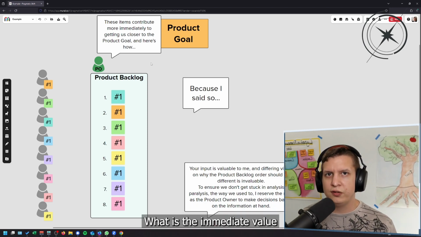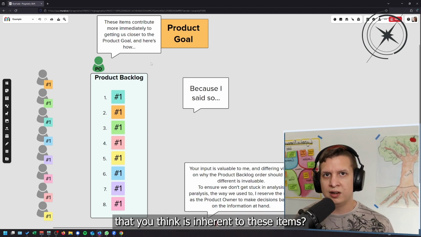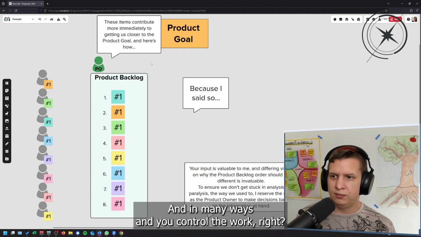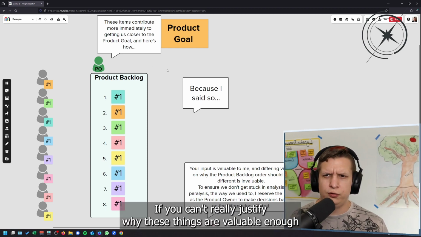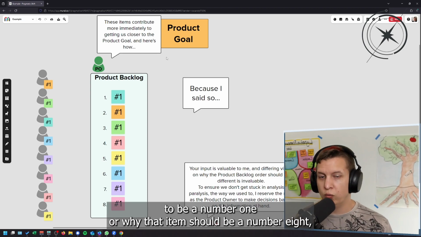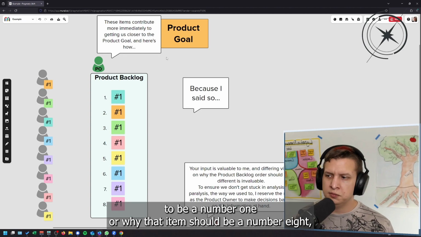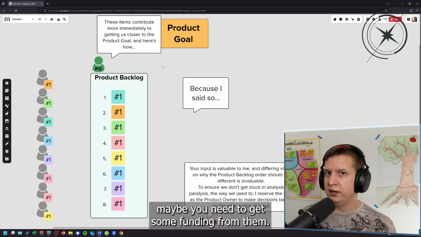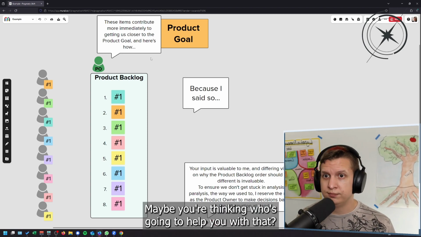What is the immediate value that you think is inherent to these items? And in many ways, if you can't show the work, if you can't really justify why these things are valuable enough to be at number 1, or why that item should be at number 8, maybe you need to get some further information, and maybe your stakeholders can help you with that.